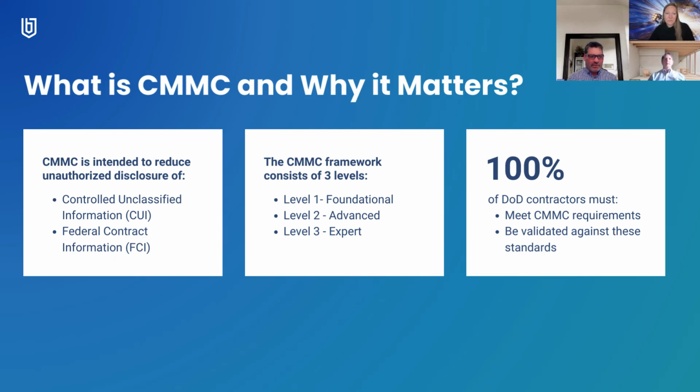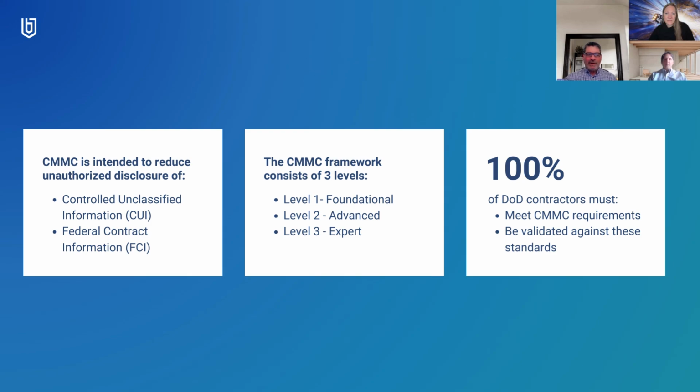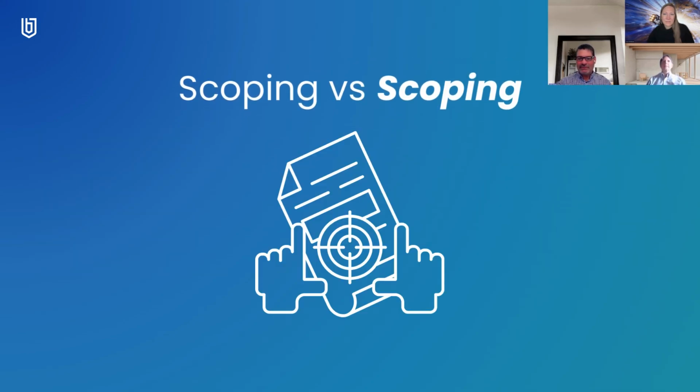As you all, I'm sure, are aware, there are 3 levels that we're working on. Level 1 is where you're working on protecting federal contract information, that's FCI. Level 2 is where you are protecting controlled unclassified information, CUI. And level 3 is the expert level, which is still being defined by the Department of Defense. But everyone in the world of contracting with the Department of Defense is going to have to meet these requirements at some level. So what we're here to do is talk about how you get there as fast and efficiently as possible. Let's go to Bob and talk about scoping versus scoping.